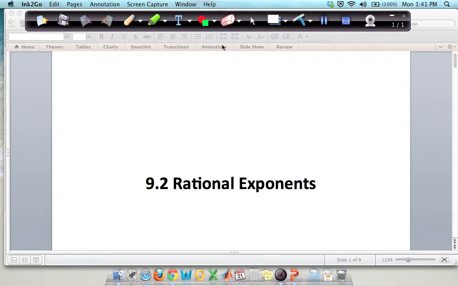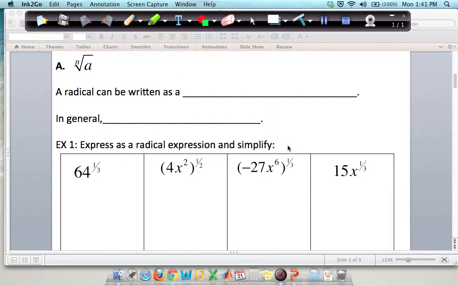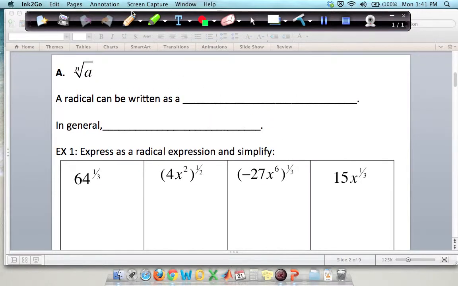All right, let's look at 9.2 rational exponents. So last time we looked at radicals and we talked about the index and the radicand, which is under the radical sign. And we can write a radical as a fractional exponent. So sometimes when I'm putting a radical in my calculator, I'll do it as a fractional exponent instead of putting in the radical sign.